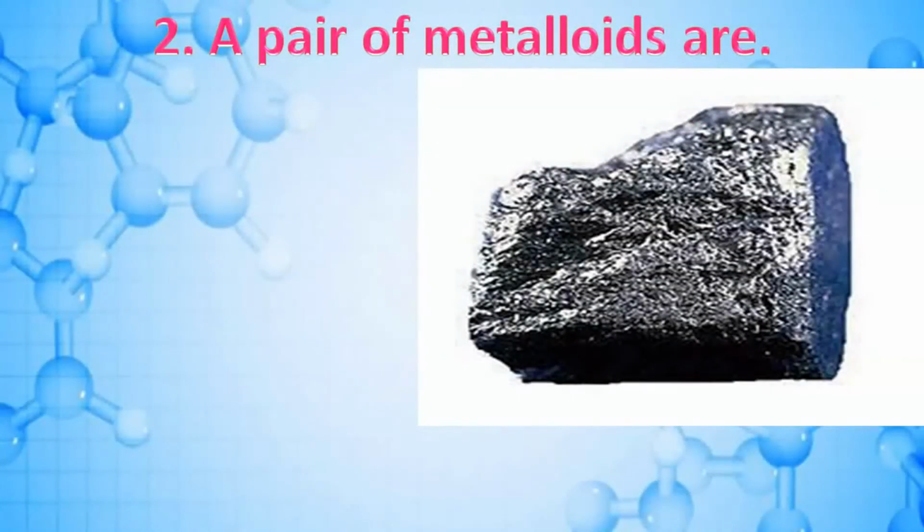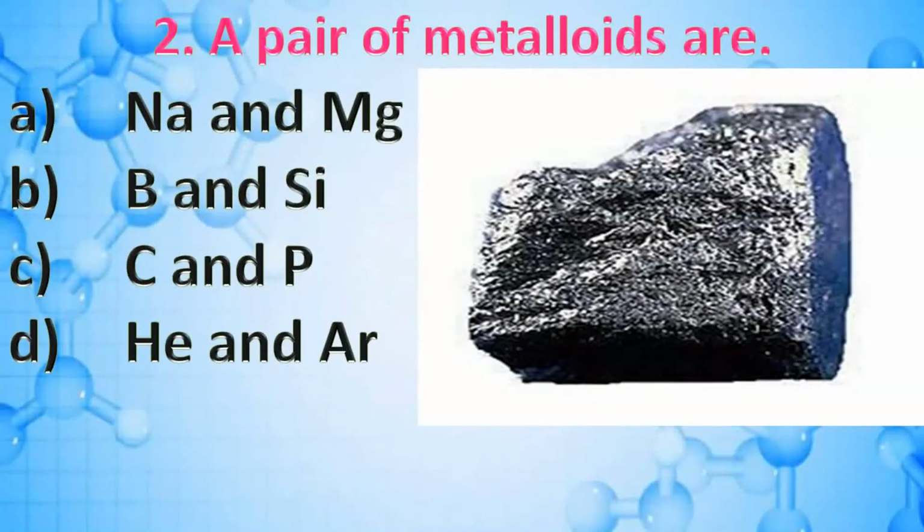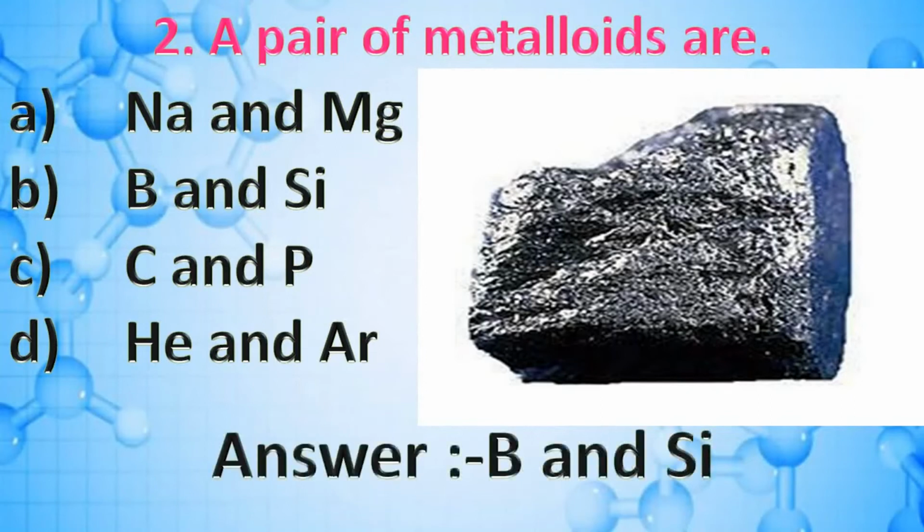Next question. A pair of metalloids are: option A, Na and Mg. Option B, B and Si. Option C, C and P. Option D, He and Ar. Answer is option B, B and Si.